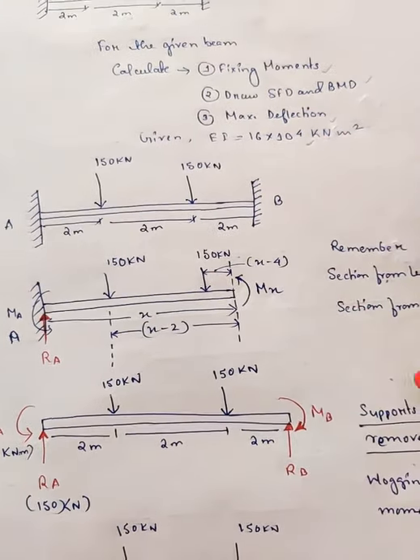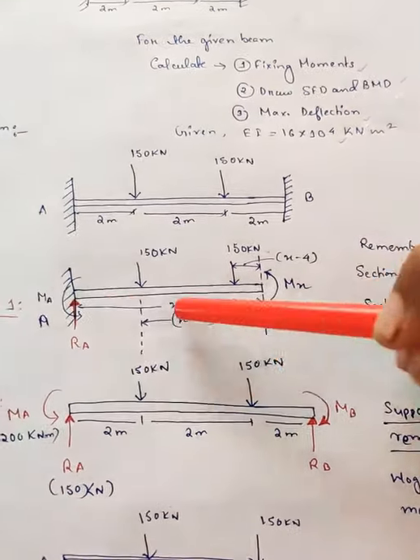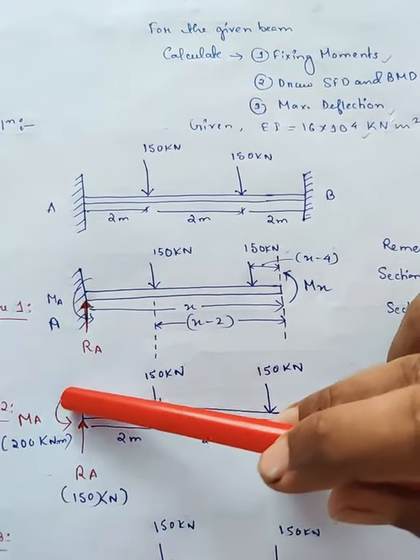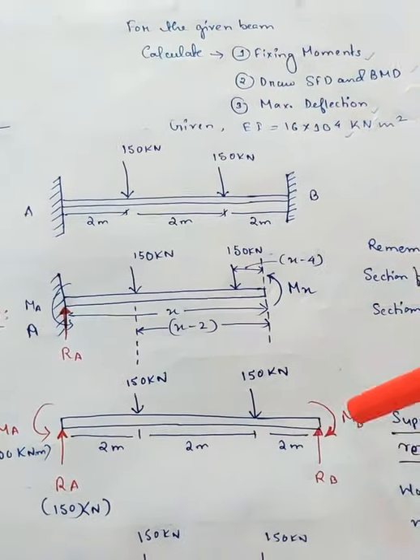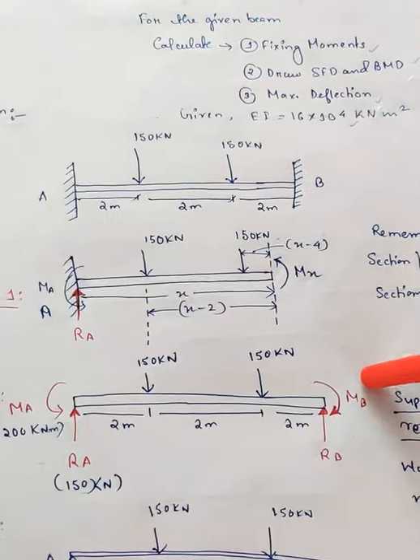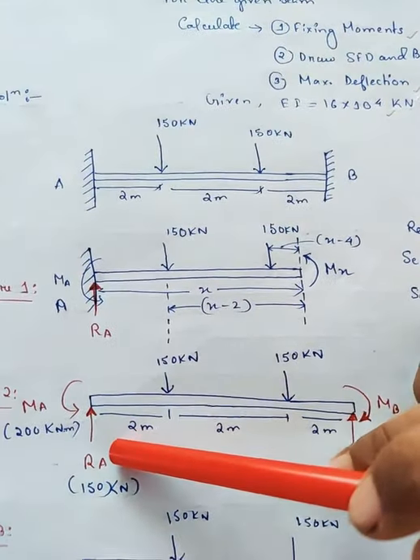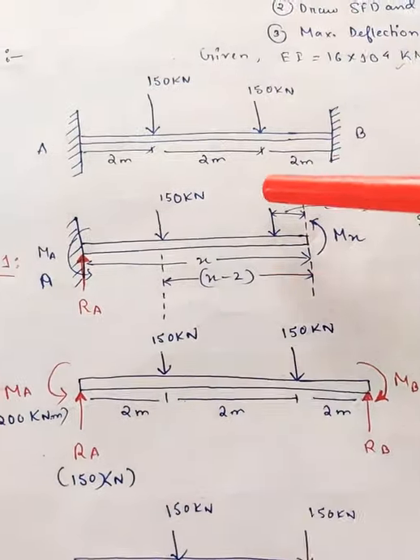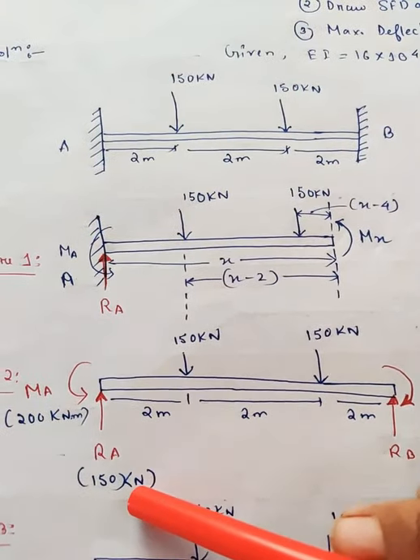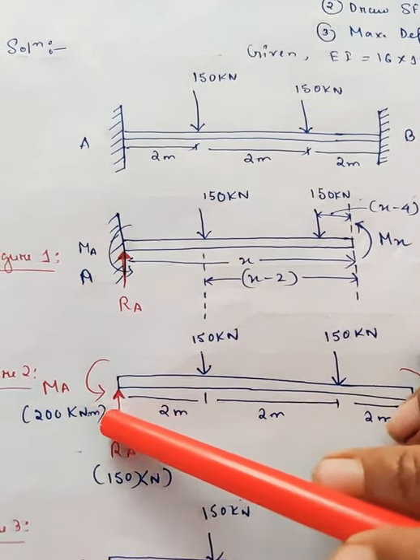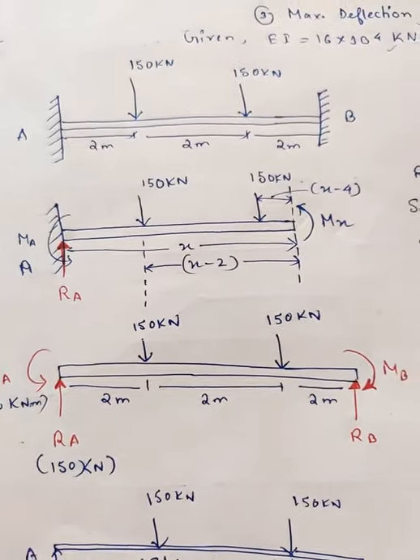Here I have removed the supports, and for that we need to provide the moments and reactions at both the ends. Here MA is there, MB is there, and RA is here, and RB is there. We already know the value of RA as 150 kilonewton and MA as 200 kilonewton.